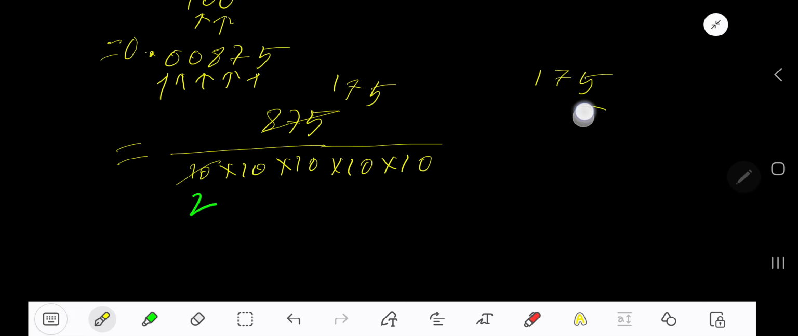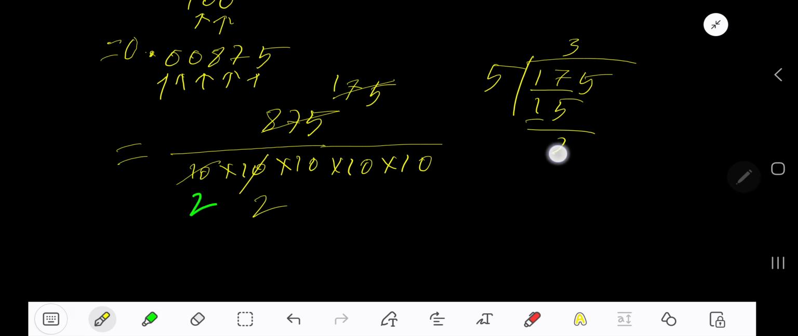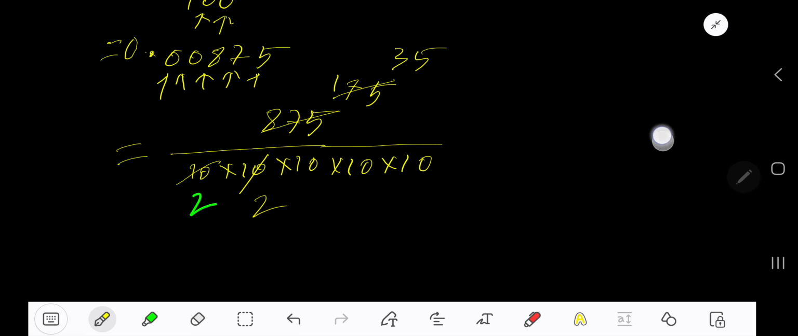Okay. Again, this 175 is divisible by 5, and this 20000 is divisible by 5. And if you divide, 5 goes into 17 3 times, 3 times 5, 15. Subtract, 2, bring down this digit. 5 goes into 25, 5 times. Okay. Again, this is divisible by 5, and I will get 7. This is divisible by 5, I will get 800.